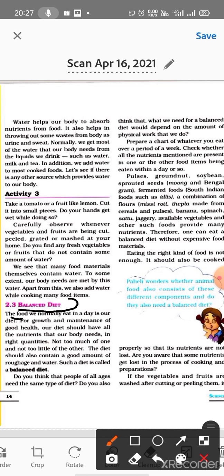The food we normally eat in our day is our diet. So the food we normally eat in our whole day is called diet.